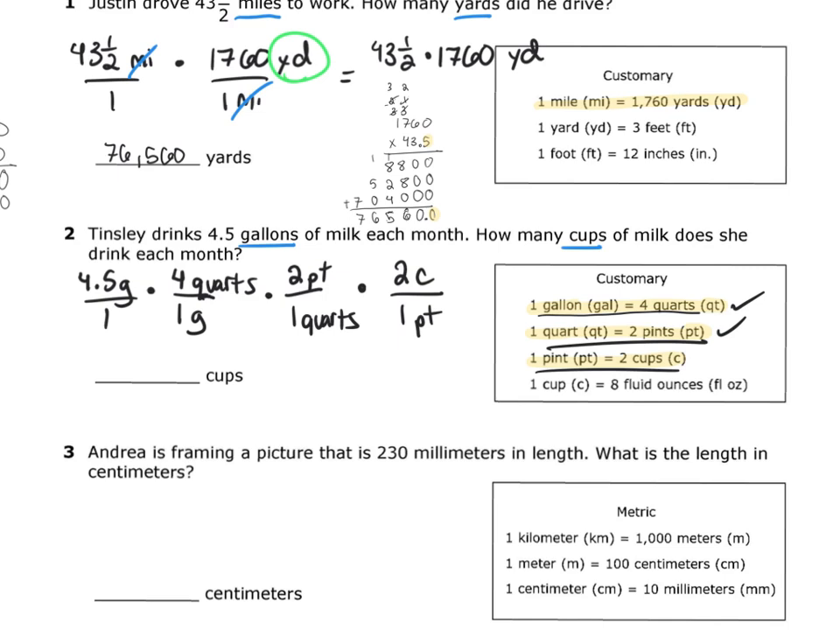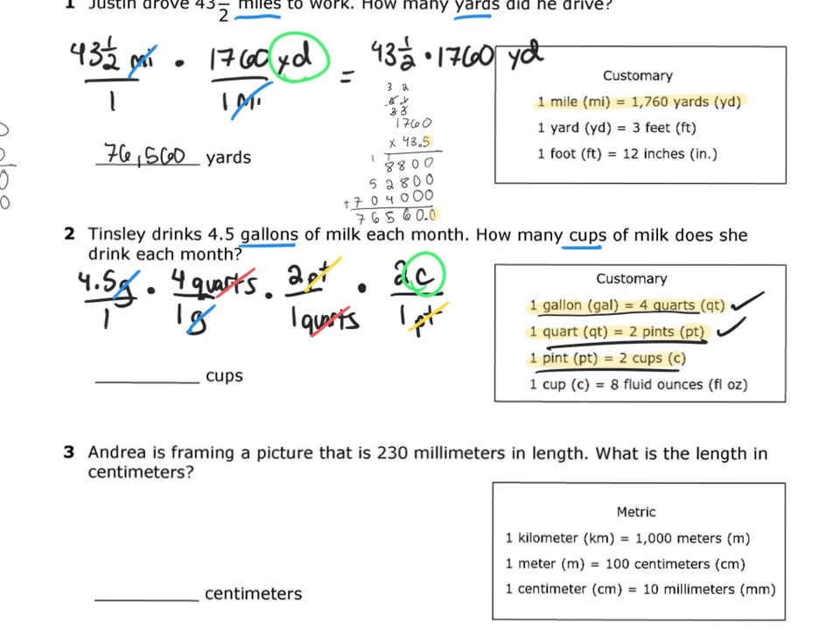All right, I'm going to go ahead and simplify my units. Here I have gallons over gallons. Let's change the color. Here I have quarts over quarts. Change the color. Here I have pints over pints. So then what am I left with? I am left with cups, which is what I wanted. So my units are the way I want them to be.